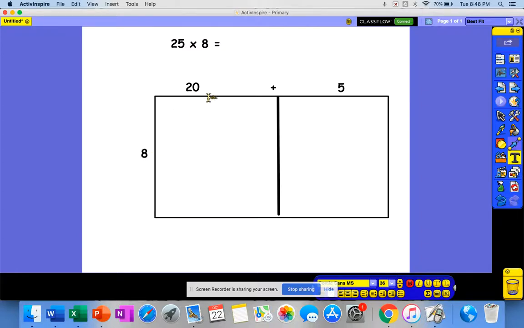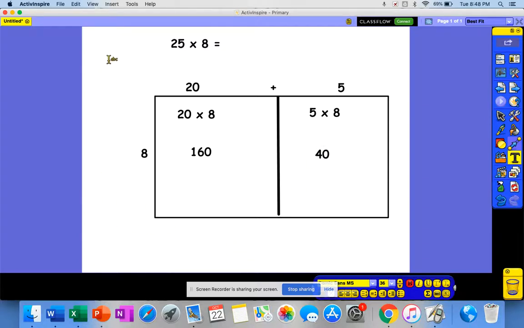Okay, so inside the box, we're going to multiply the two sides of that piece of the box. So we're finding the area. So it is 20 times 8. Okay, and 20 times 8 is 160. Then we're going to do the same thing for this area, and it is 5 times 8, and 5 times 8 is 40.